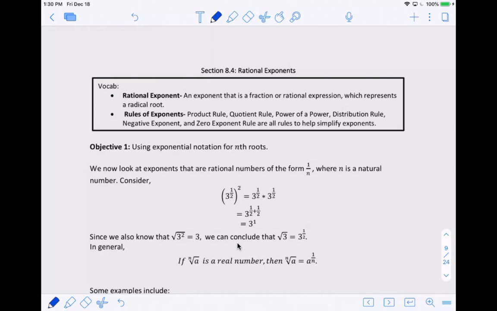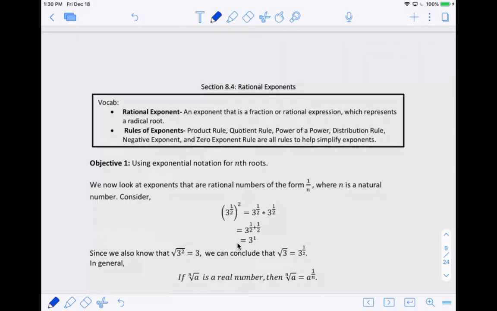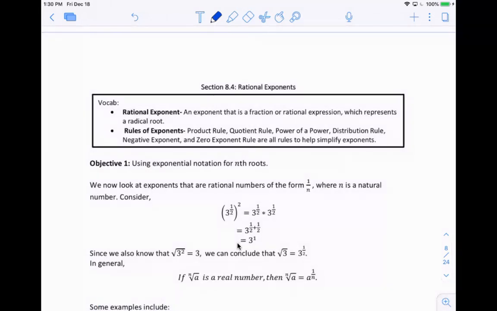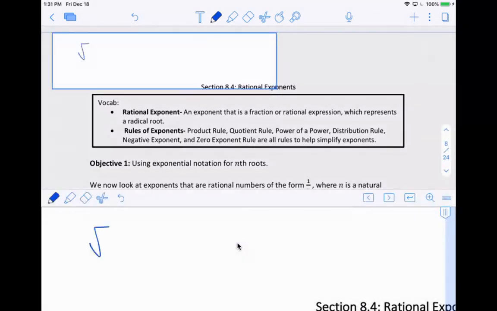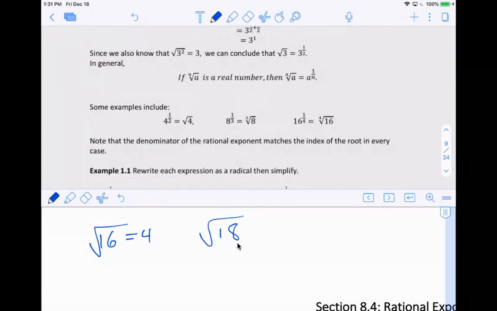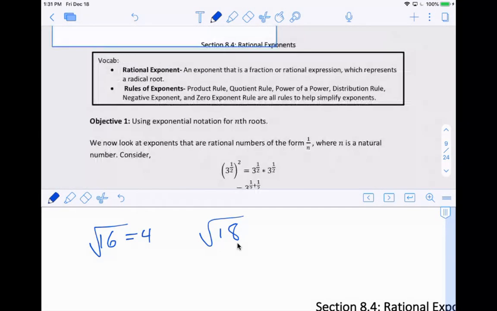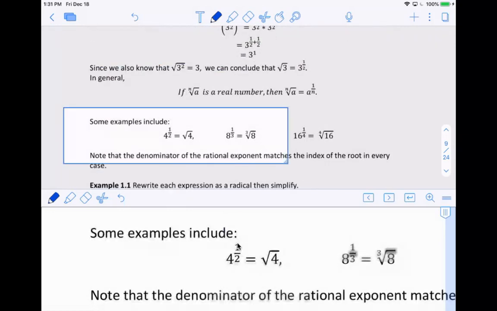Okay, so up to this point we've talked all things roots and radicals, something like the square root of 16 is equal to 4. We talked about simplifying the square root of 18, but we've never really talked about any other way we could represent a radical. A radical can also be represented as an exponent.